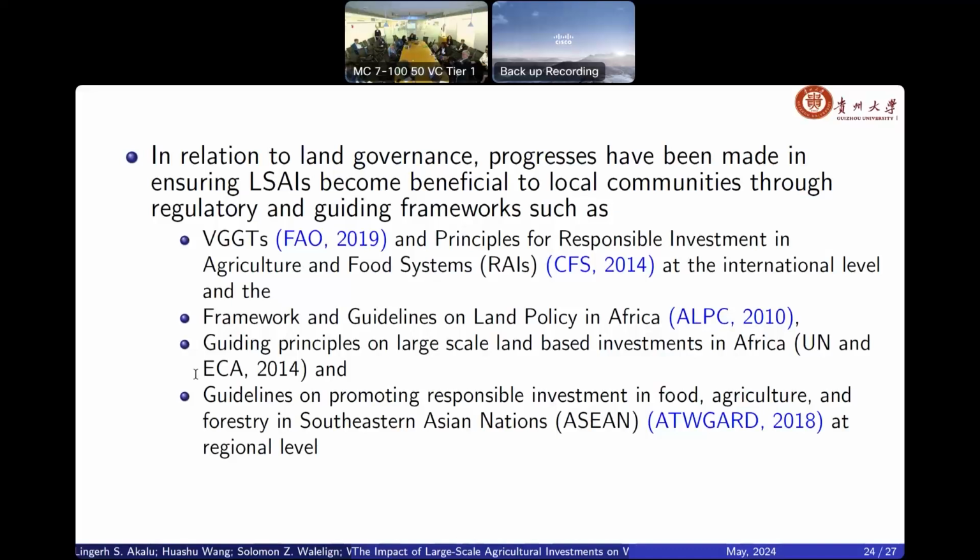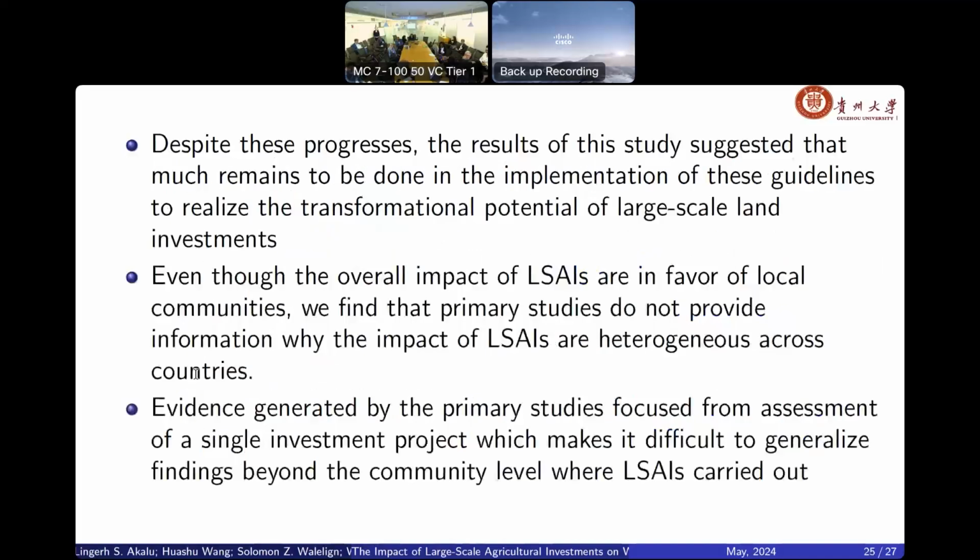And in relation to land governance that was presented before me, there are a lot of guidelines passed in different regions: the VGGT at the global level, the framework of guidelines on land policy in Africa, and the ASEAN guidelines. So there are a lot of guidelines to ensure that such investments are beneficial for local communities. Even though there are a lot of guidelines, the results show that there is heterogeneity in the impact of such investments.